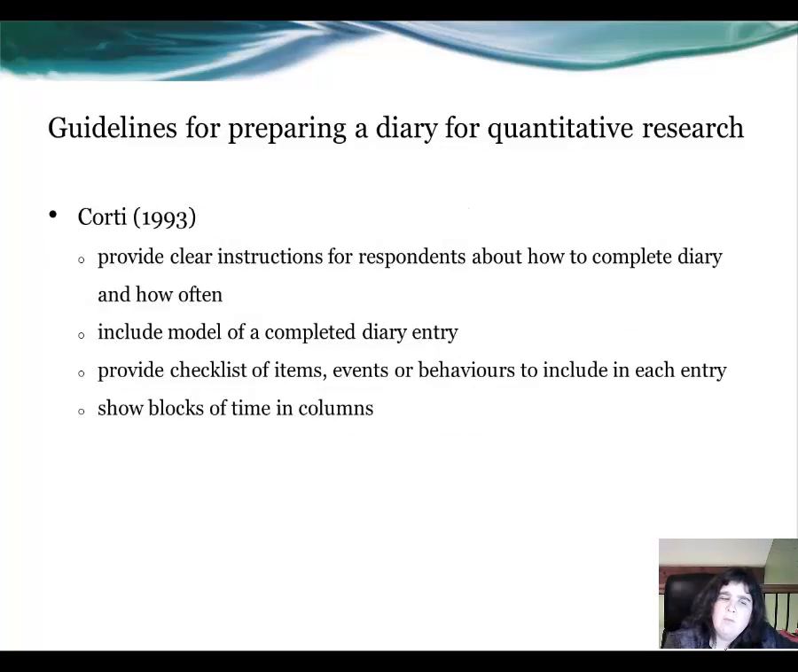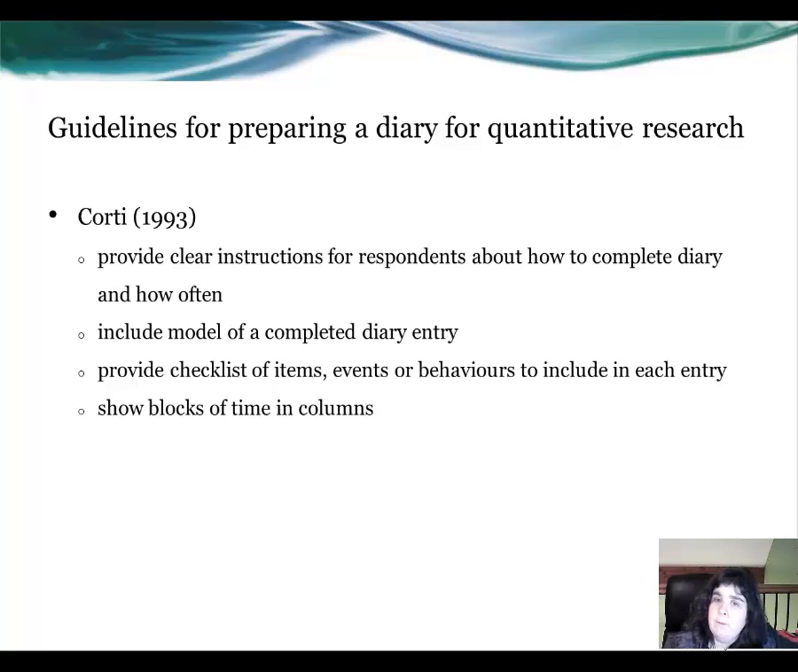So, guidelines for preparing a diary for quantitative research. Corti, 1993, says to provide clear instructions on how to complete the diary and how often. Provide little vignettes of examples of a completed diary entry. And this is where we have maybe the closed-ended part. Include a checklist of items, events, or behaviours to include. And show blocks of time in columns if time is an element that you want to examine.